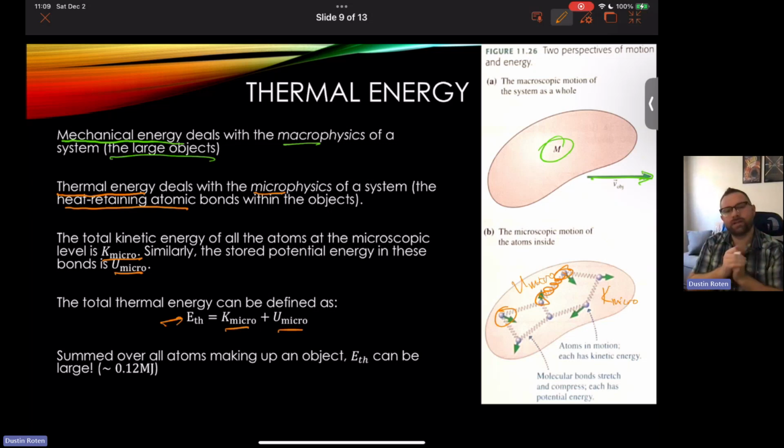Now, if we were to sum up the energy across all the atoms making up an object, that's actually a lot of energy. We're talking like 0.12 megajoules, okay? So that's roughly 0.12 times mega, which is 10 to the 6 joules. So there's a lot of energy in these objects already that doesn't necessarily affect their overall motion.